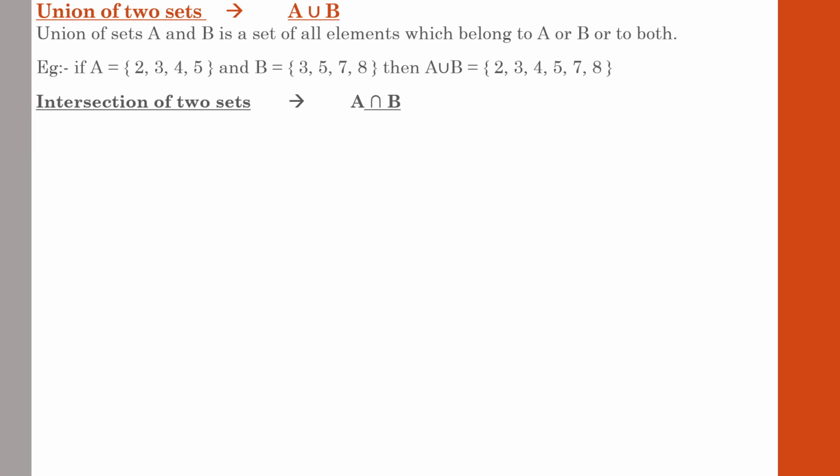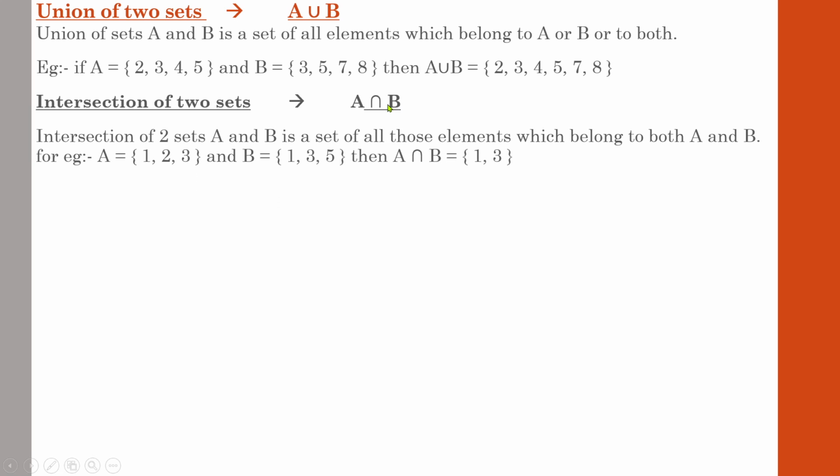Next one, intersection of two sets. Intersection means connection, likewise. And the sign used, if A and B are two sets, the intersection sign is inverted U. See, in case of union we use A ∪ B, and in case of intersection A, the opposite sign of union, B. So intersection of two sets A and B is a set of all those elements which belong to both A and B.